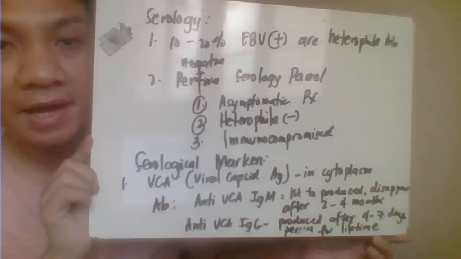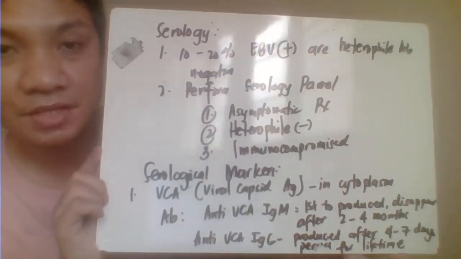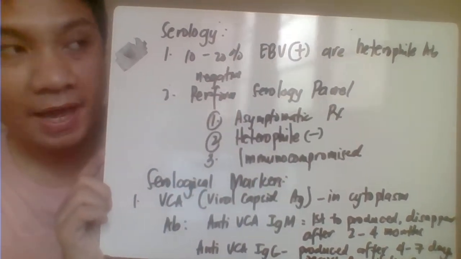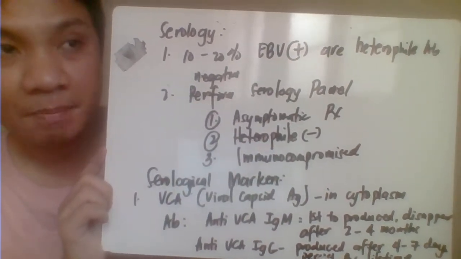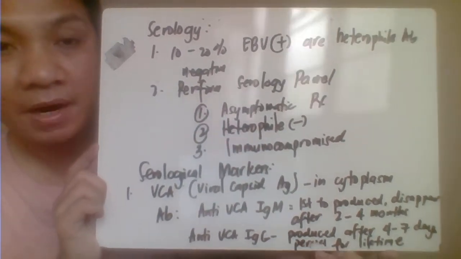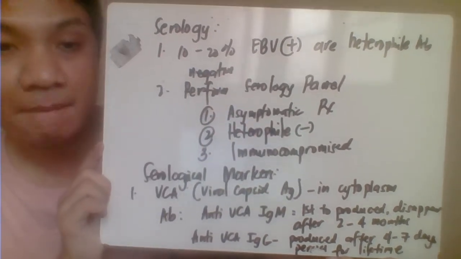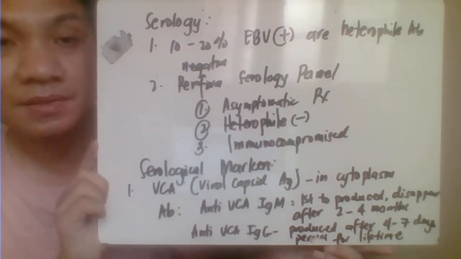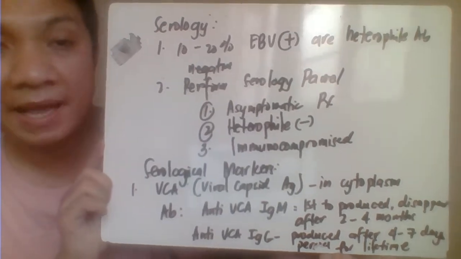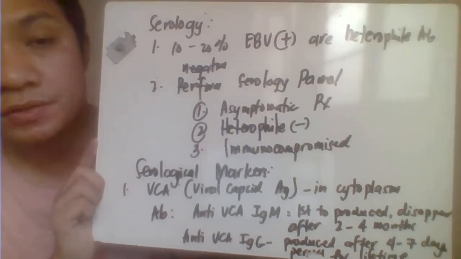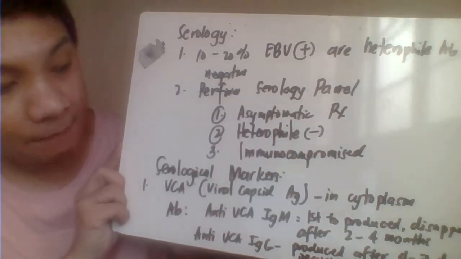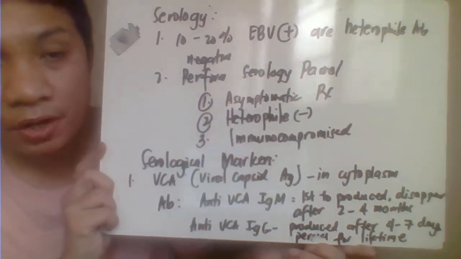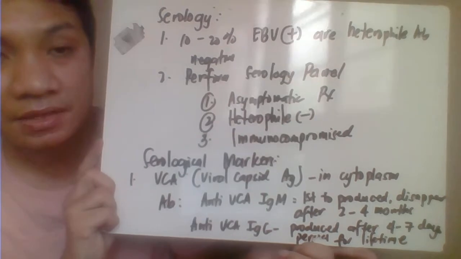Now we have here the serological manifestation. So again, 10 to 20% of the population which are positive for Epstein-Barr virus here do not produce a heterophile antibody. So for that, you need to test the patient here by serological panel. Aside from that one, you could also test here for those who are immunocompromised. We have here the serological markers. So we have here different antigen antibody.